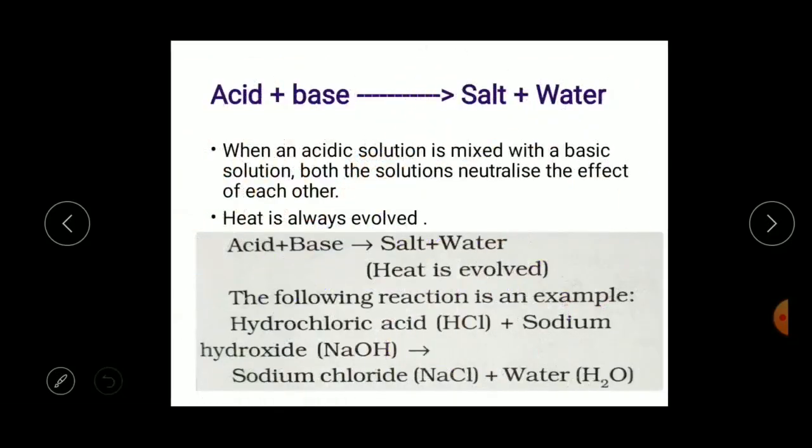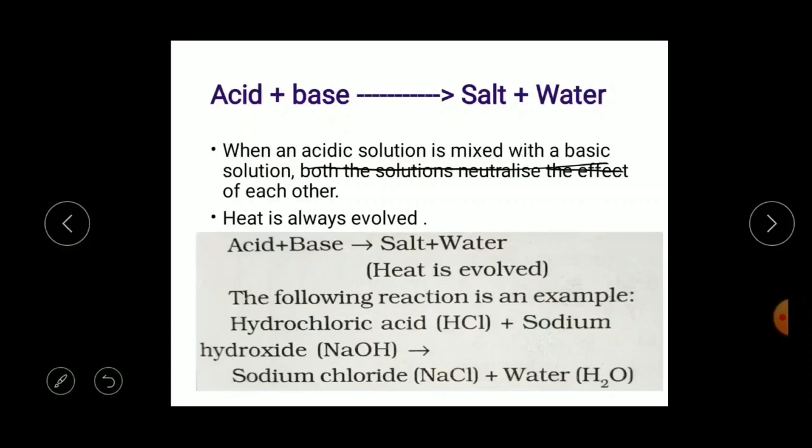Next, when an acidic solution is mixed with a basic solution, both solutions neutralize the effect of each other. When we add an acidic solution to a basic solution, they neutralize each other. And when an acid solution and a base solution are mixed in suitable amounts, both the acidic nature of the acid and the basic nature of the base are destroyed. Afterwards, we get a solution that is neither acidic nor basic.